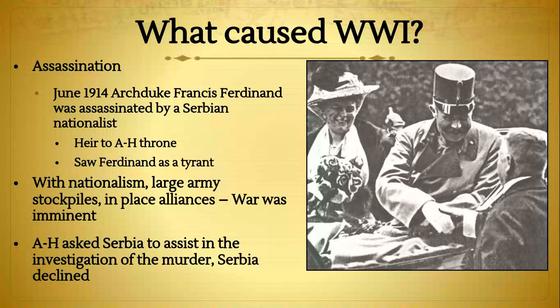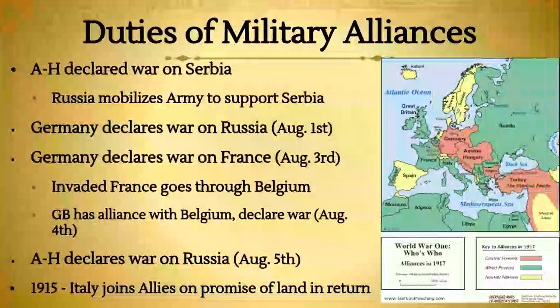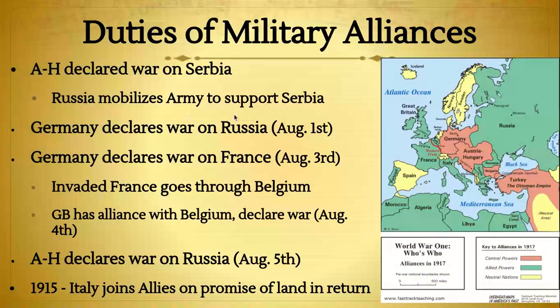Where it all came back is that Austria-Hungary tried to do the right thing. They said, hey, Serbia, turn over the guy that killed our leader, and everything's all good. But they didn't do it, and therefore that's why the war broke out. When you look at the domino effects of who declared war on who, because of the alliances, and the dates, it all happened fairly quickly.